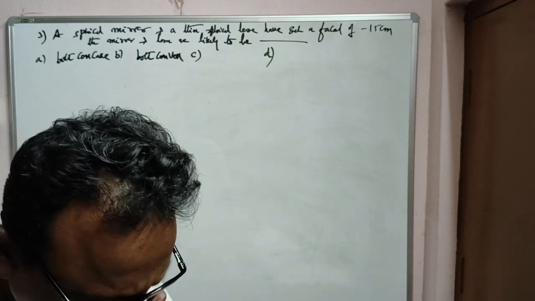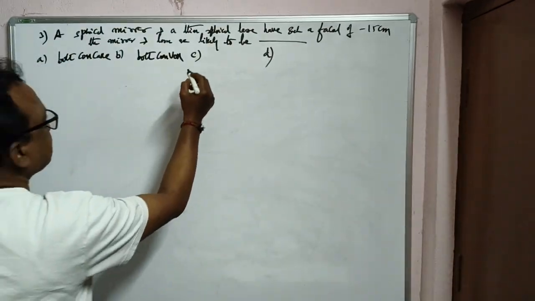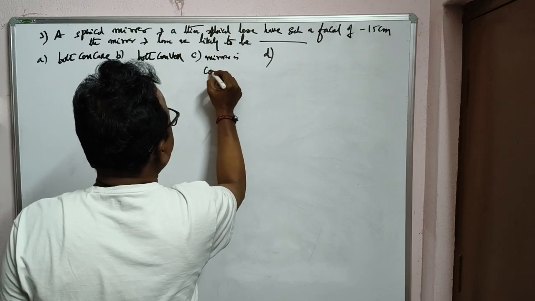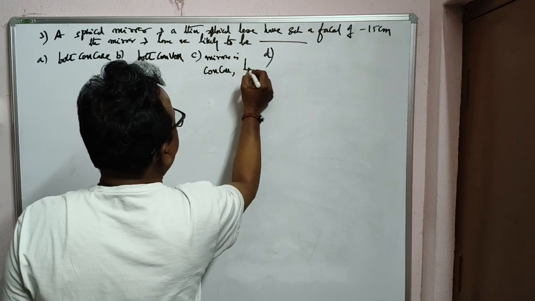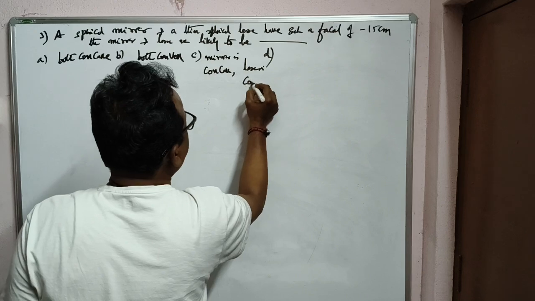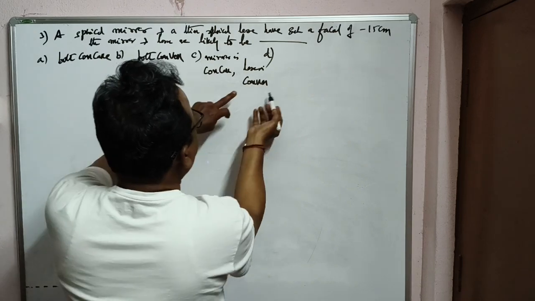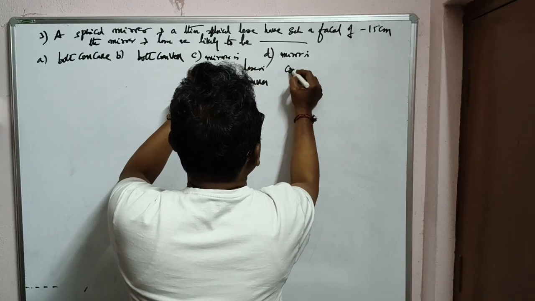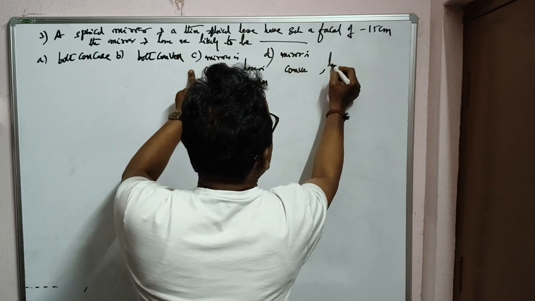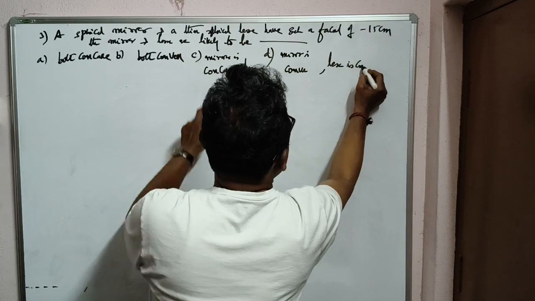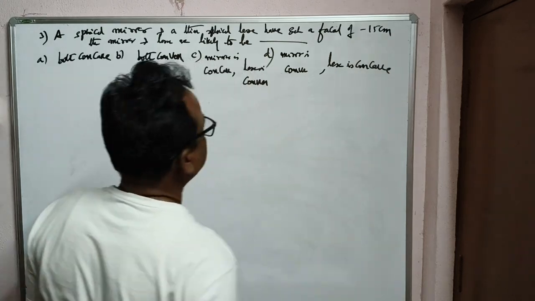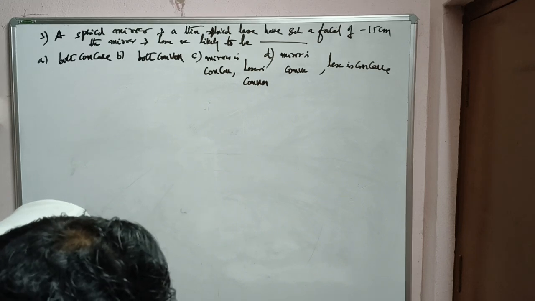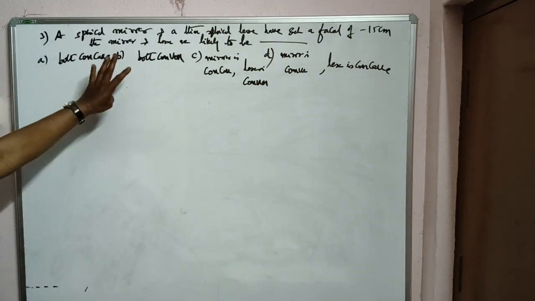The mirror is concave, lens is convex. And here I think last will be reverse: mirror is convex and lens is concave. So these are the things given. Now how to get this one?